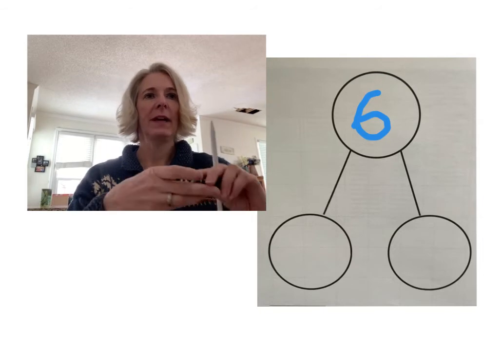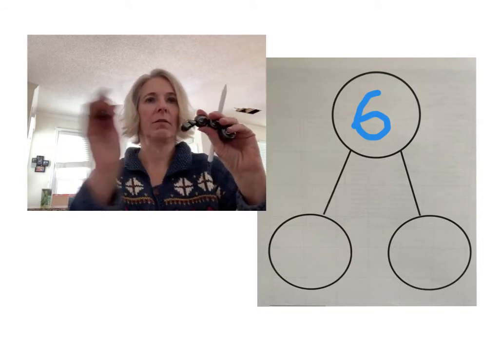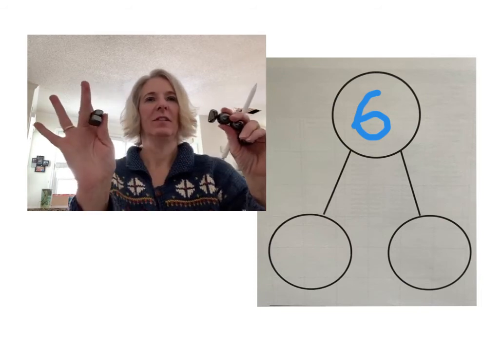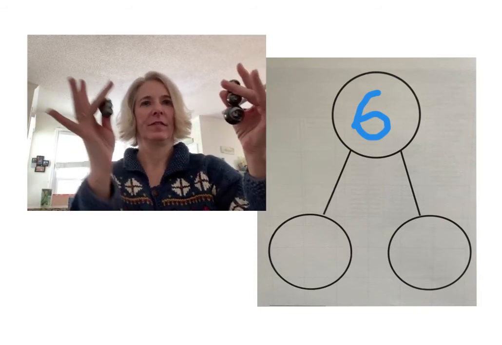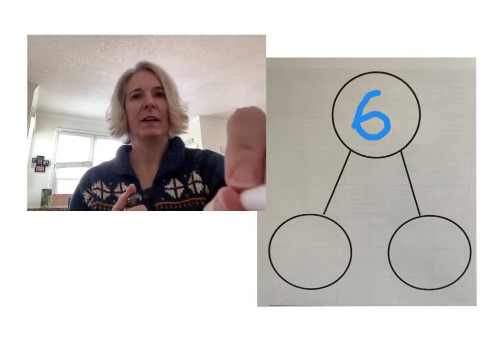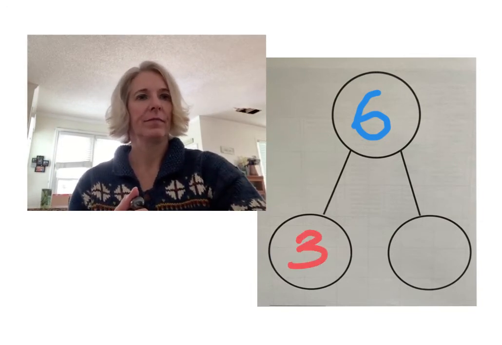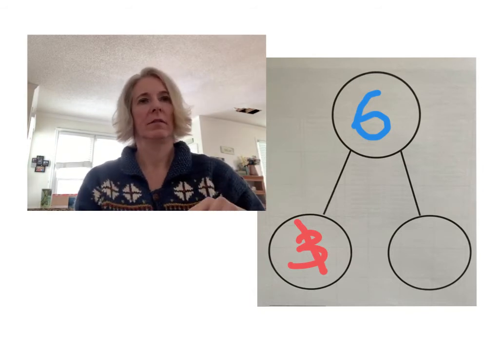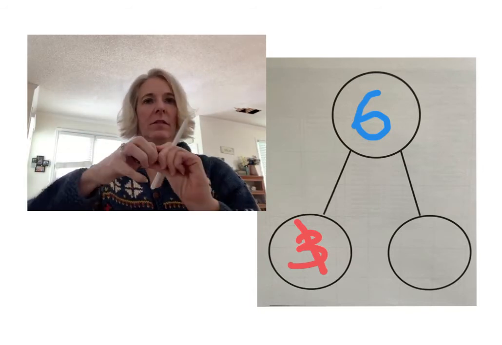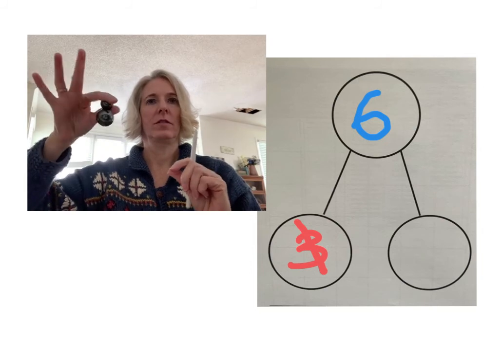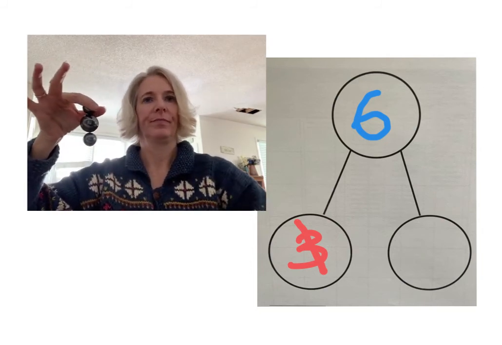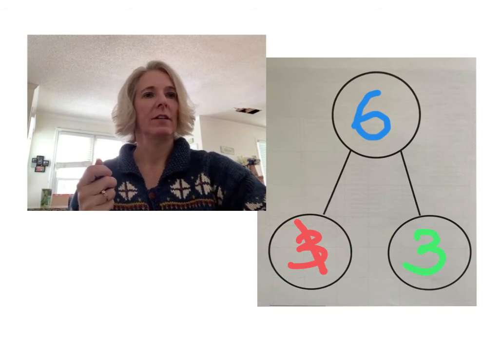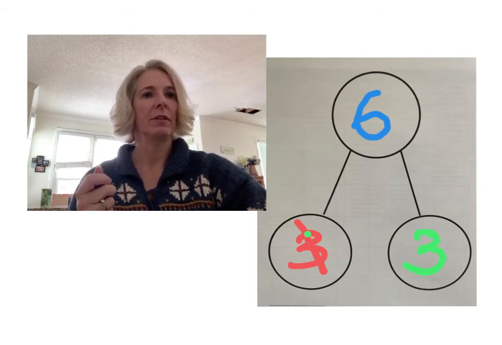But I'm going to take away 3. I'm going to take away 1, 2, 3. So I've taken away 3. Take it away. And I'm left with 1, 2, 3. I'm left with 3. I had 6, I took away 3, and I'm left with 3.